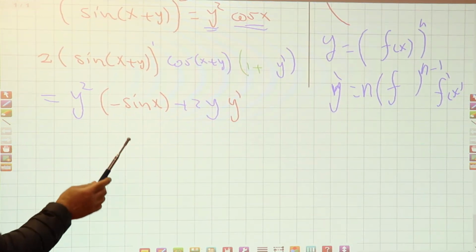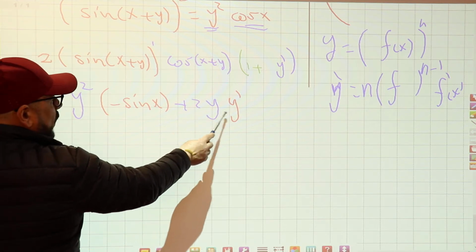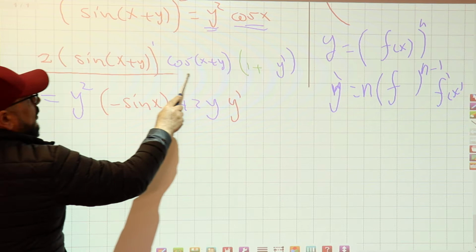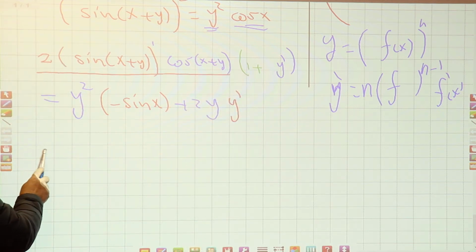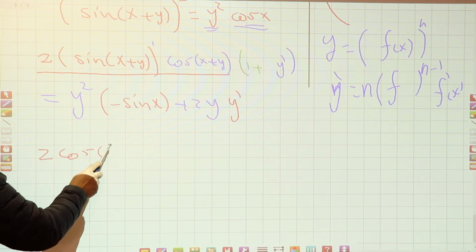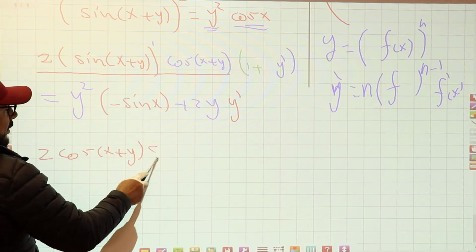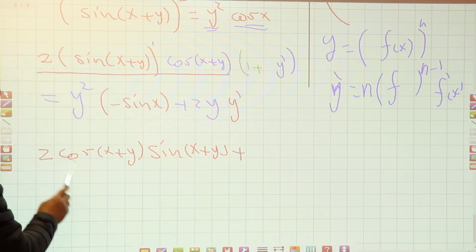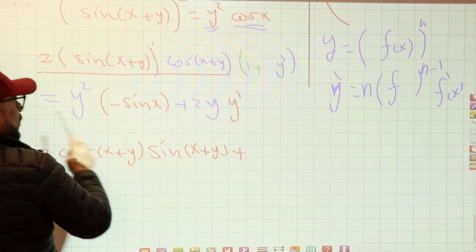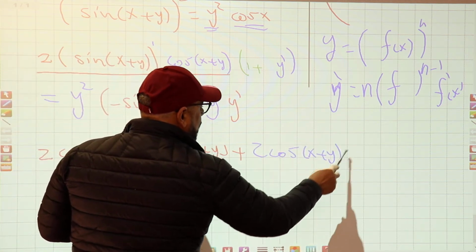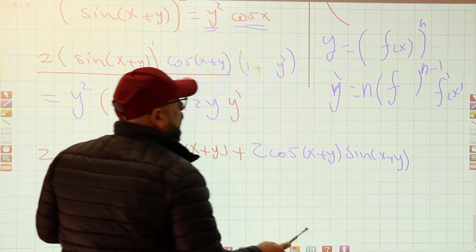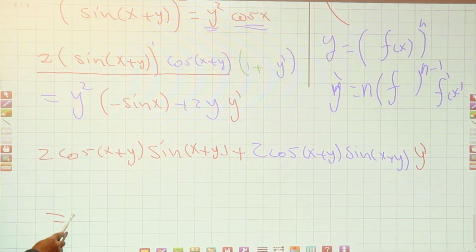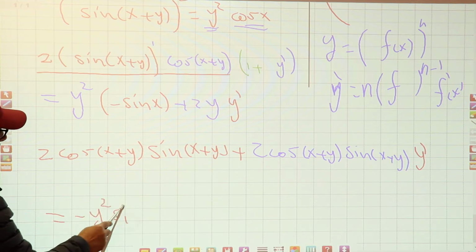I need to combine the terms that have y prime. I have 2 cosine (x plus y) sine (x plus y), and here I have 2 cosine (x plus y) sine (x plus y) times y prime, all on this side, equal to this side: negative y squared sine x plus 2y y prime.